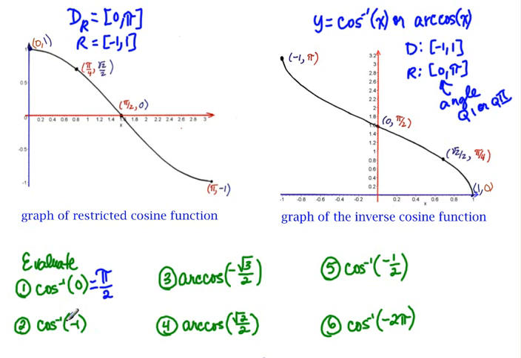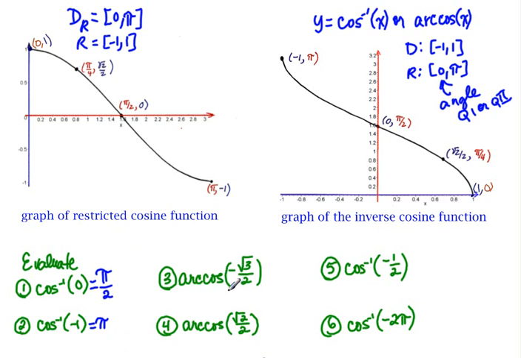What about cosine inverse of negative 1? Here we're thinking about what angle has a cosine of negative 1. If you think about the unit circle, that is going to be at pi. So make sure our answer is between 0 and pi.